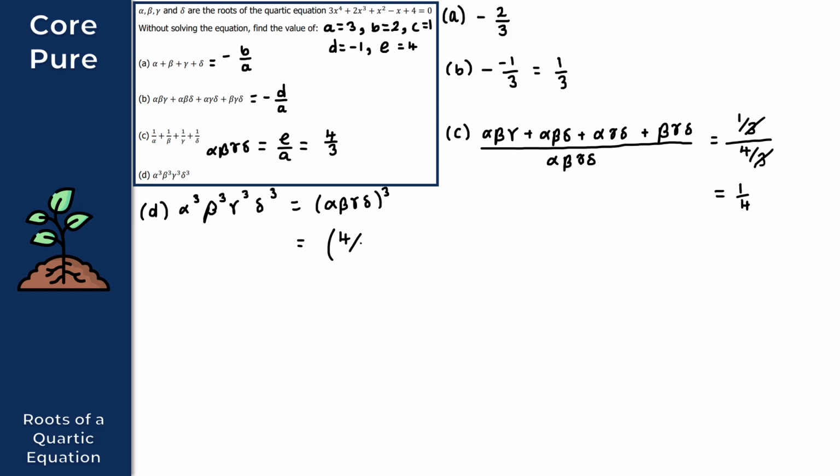And this is all to the power of 3. Well, this is the same as 4 cubed over 3 cubed. 4 cubed is 64, 3 cubed is 27. We get 64 over 27. We can't simplify that any further. So there we have it. That gives the solution to part D, and that gives us the solution to this practice question. So that brings us to the end of this video on roots of a quartic equation.